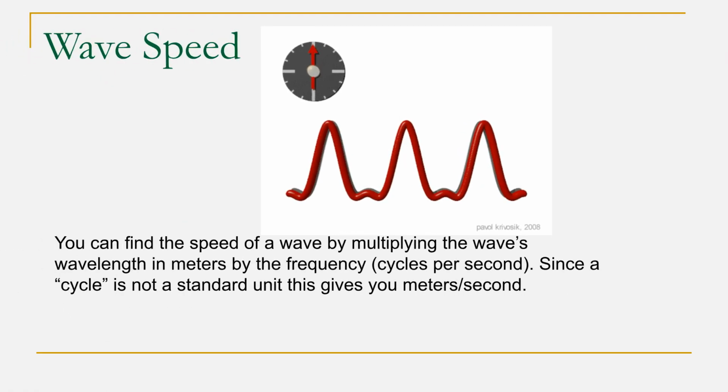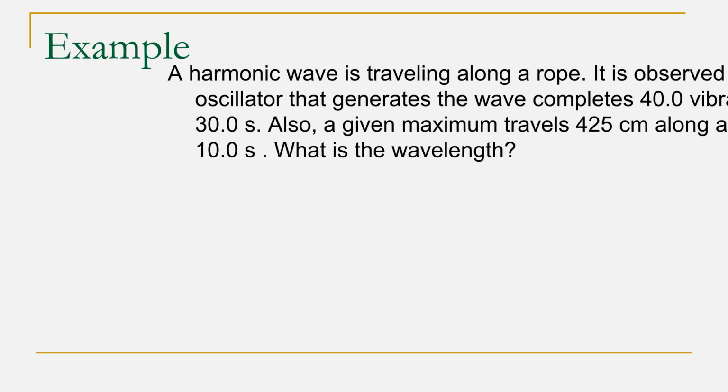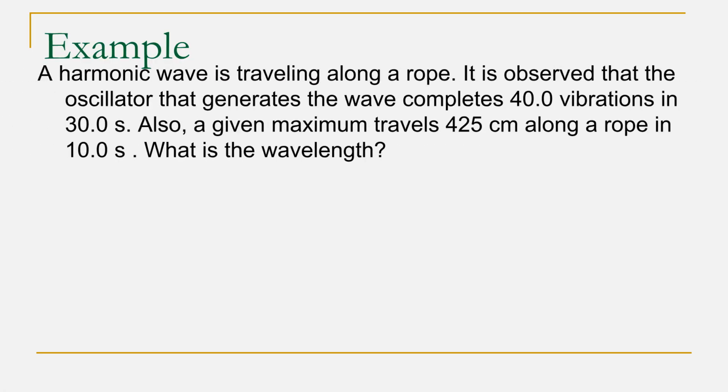Wave speed is calculated by multiplying the wave's wavelength in meters by its frequency in cycles per second. This gives the speed in meters per second. Here is an example problem. We can calculate the frequency and velocity using the given values, and then determine the wavelength. The calculated wavelength is 0.0319 meters per second.